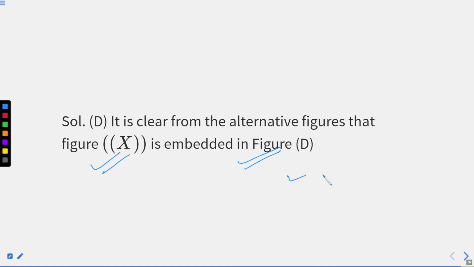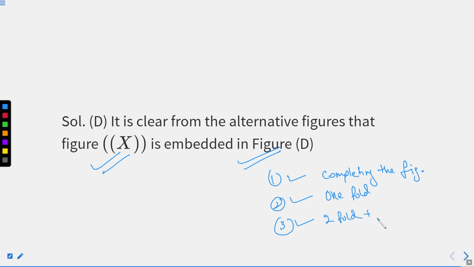In the first question, we are discussing about completing the figure, right? In the second, what we are doing? One fold. Okay. In third, we have 2 folds plus 1 punch, right? In the fourth part, what we are discussing? Embedded figures. So these are the 4 type of questions that you can get also.